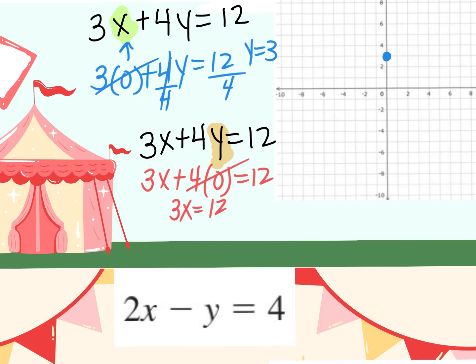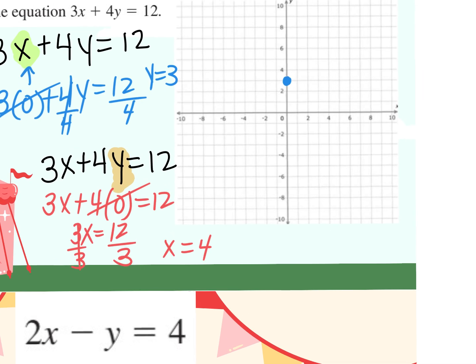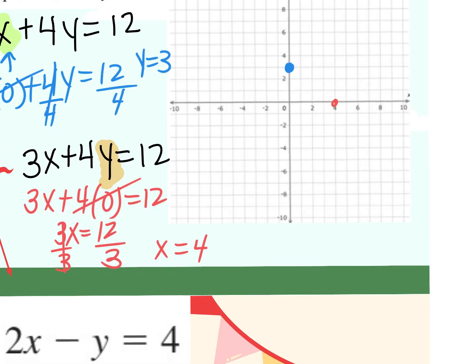How do I get x by itself? Divide by 3 on both sides, right? What is 12 divided by 3? So that means my x-intercept is at positive 4. So I put a point at 4.